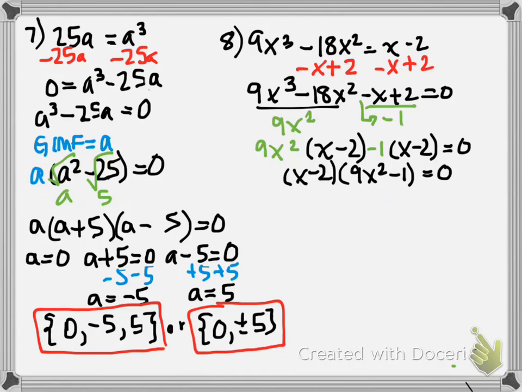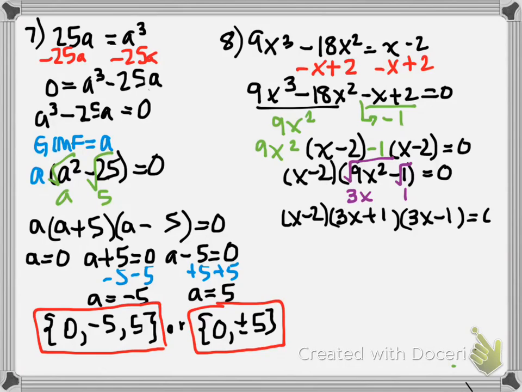So I have to look at each binomial that has a minus to see if it's a difference of squares. First one, x isn't a perfect square, but on the next one, I do have the difference of squares. Square root of 9x squared is 3x, square root of 1 is 1. So I still have the x minus 2, but now I get two binomials to replace the 9x squared minus 1, and it's going to be 3x plus 1 and 3x minus 1. So I'm going to take each factor that contains a variable, set it equal to 0, and solve.